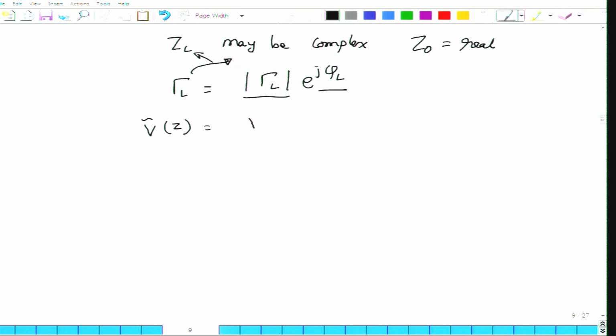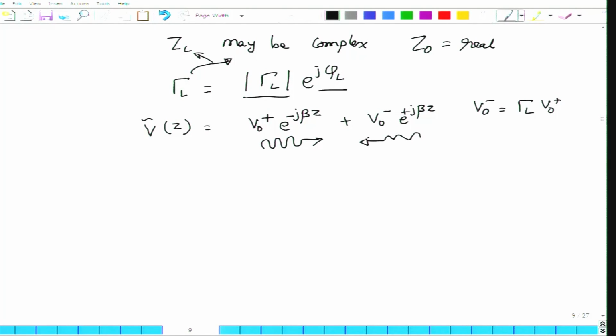Now, once I know that this is the load reflection coefficient, I can write down my total V of z as V0 plus e power minus j beta z, which is really the wave which is propagating along the plus z direction, plus V0 minus e power plus j beta z. But V0 minus can be written as gamma L into V0 plus, correct, because the ratio of reflected to incident is the reflection coefficient voltage, and this wave is propagating along the minus z direction.